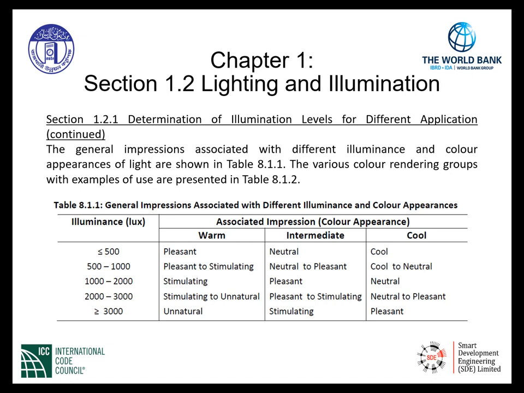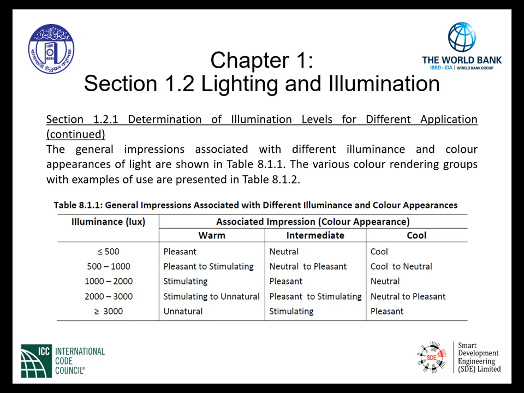As we look at Table 8.1.1, titled General Impressions Associated with Different Illuminance and Color Appearances, the first column gives us the illuminance in lux. Values less than or equal to 500, we have the range of 500 to 1000 lux, 1000 to 2000, 2000 to 3000, and greater than or equal to 3000. The associated impression, which is the color appearance, is given in 3 separate columns: the warm column, the intermediate column, and the cool column. The general impressions help us understand how the lighting affects us personally.